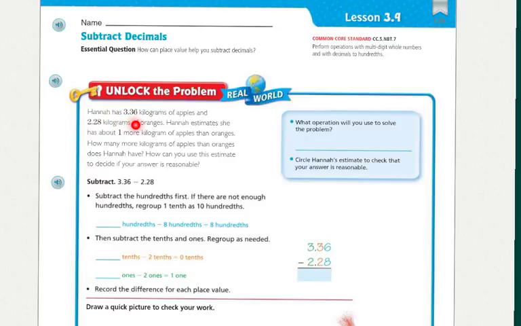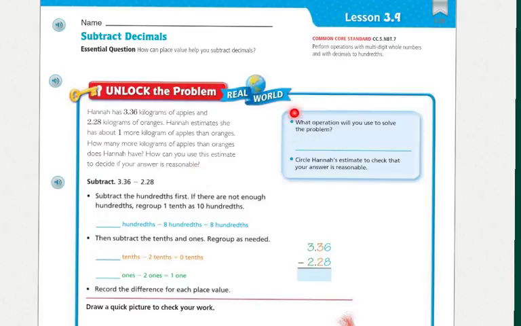Hannah has 3 and 36 hundredths kilograms of apples and 2 and 28 hundredths kilograms of oranges. Hannah estimates that she has about 1 more kilogram of apples than oranges. How many more kilograms of apples than oranges does Hannah have? How can you use the estimate to decide if your answer is reasonable?